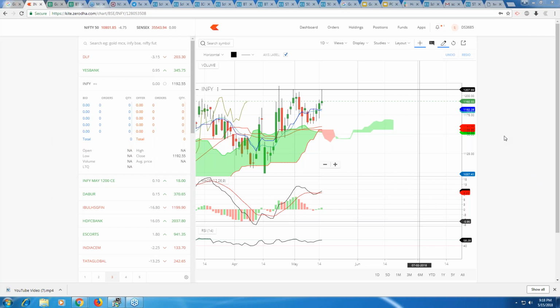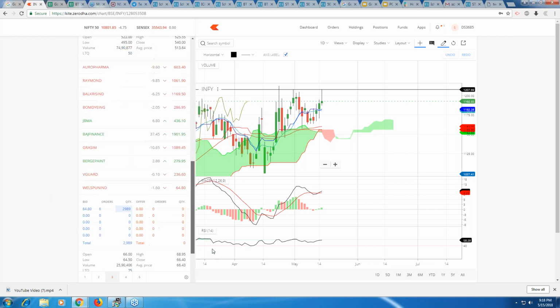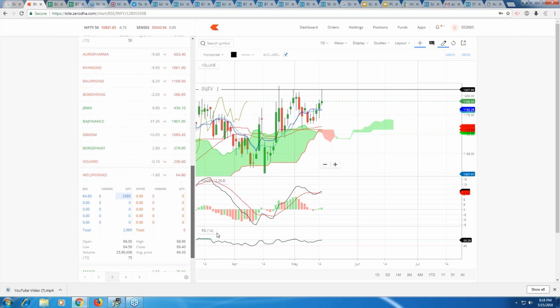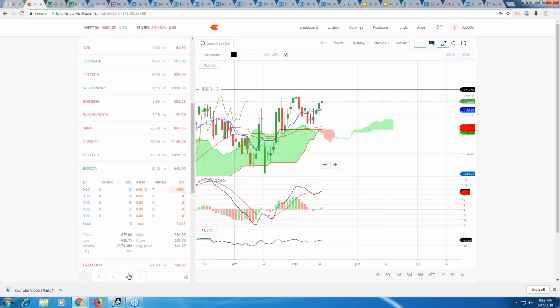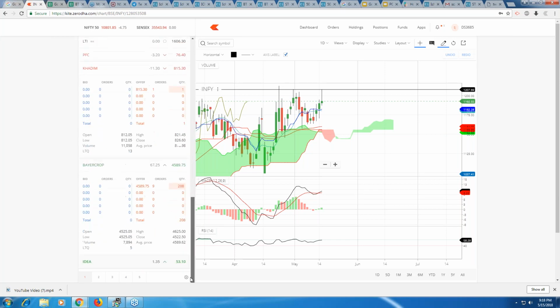It's at 58. The moment RSI crosses 60, this stock should go up, right? So that was the criteria for me to give you Infi, right? And on the sell side, the stocks I discussed with my members were Bharti Airtel, then Castrol India, then CEAT India Limited. These were all the stocks on the sell side.